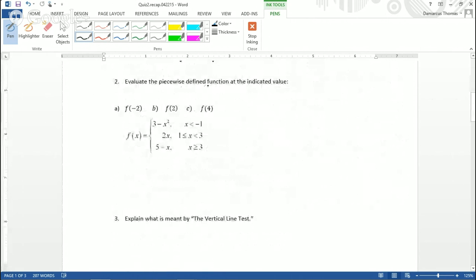Evaluate the piecewise defined function at the indicated value. A piecewise function is a function that is divided into 3 different sections. This particular function appears to be defined for all real numbers, all x values less than negative 1.